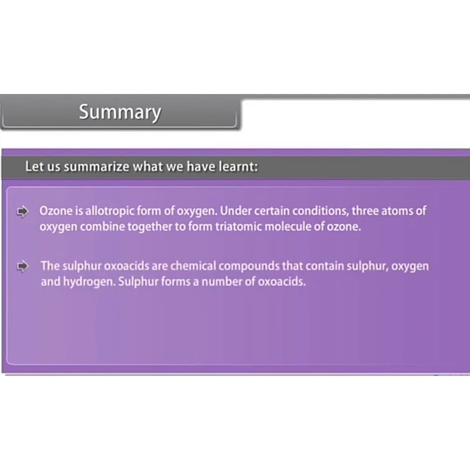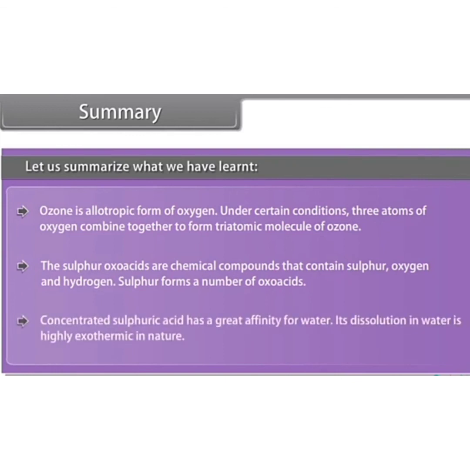The sulfur oxo acids are chemical compounds that contain sulfur, oxygen, and hydrogen. Sulfur forms a number of oxo acids. Concentrated sulfuric acid has a great affinity for water. Its dissolution in water is highly exothermic in nature.